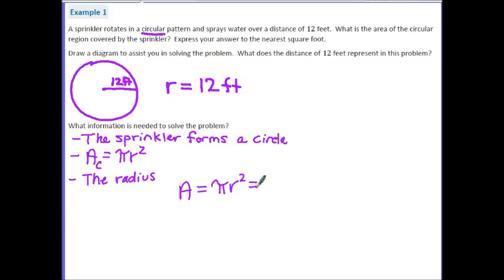So I'm starting off with my formula. I always like to write my formula first and then I'll substitute. It helps me to make sure I don't make a mistake. So pi times the radius, which we found to be 12.